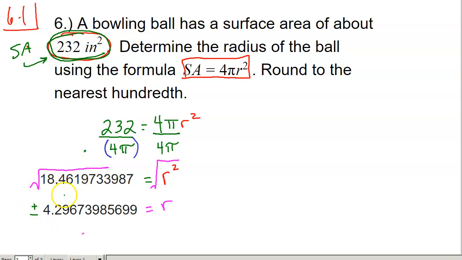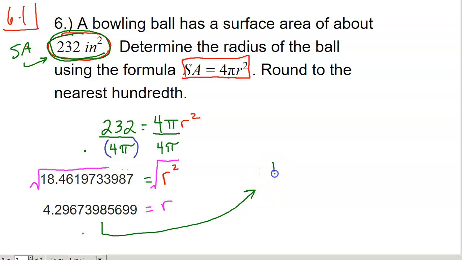Now technically, if you think back to your rules, this is plus or minus 4.2967 when we solve the equation. However, the minus doesn't make any sense. It's extraneous. It doesn't really fit in the problem because we're trying to find a radius, and a radius can't be negative. So therefore, we're just going to say this is positive 4.29 and so forth.